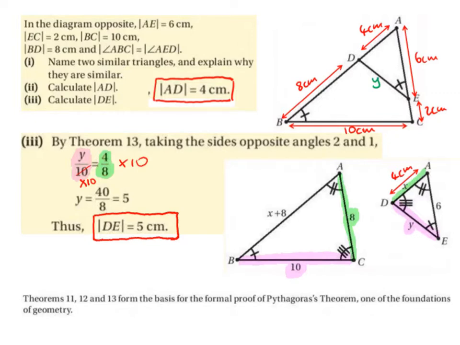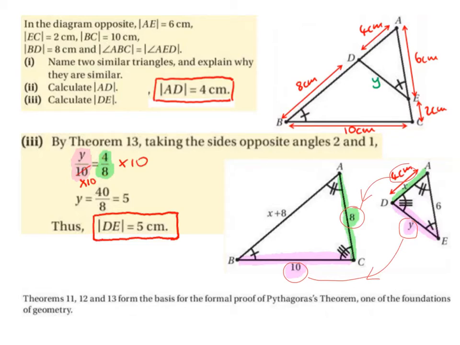So again, we set up our fractions. So we're going to have y over 10, because they're corresponding sides. So y over 10 equals 4 over 8. So again, I'm taking the smaller triangle's side lengths to be the numerators and the larger triangle's side lengths to be the denominators, but you could have turned them upside down. It doesn't matter which way you do it.